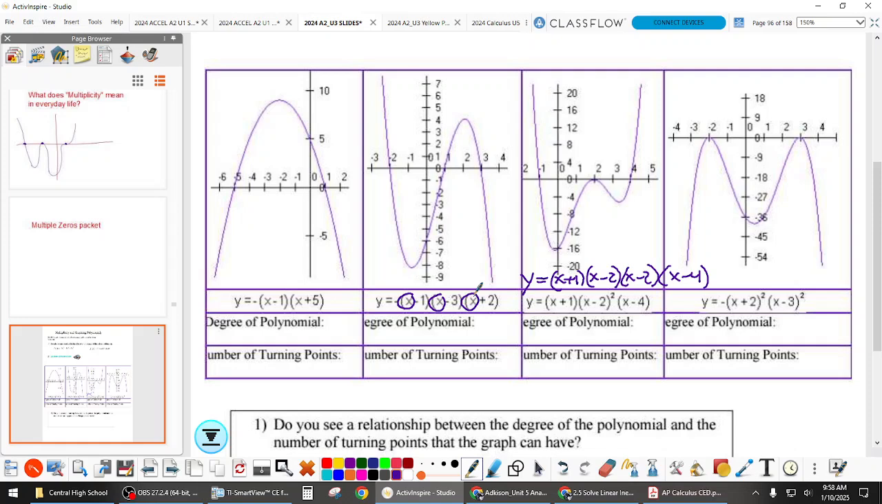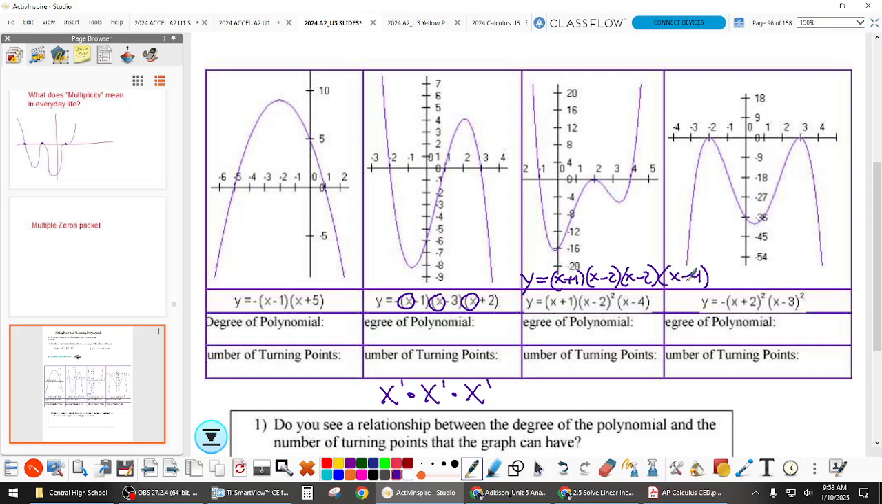What do we do with those exponents when we multiply? In other words, let's write it down here. X to the first times x to the first times x to the first. We add them. So this is a degree of what? 3. So it's third degree. What would the degree of this be?